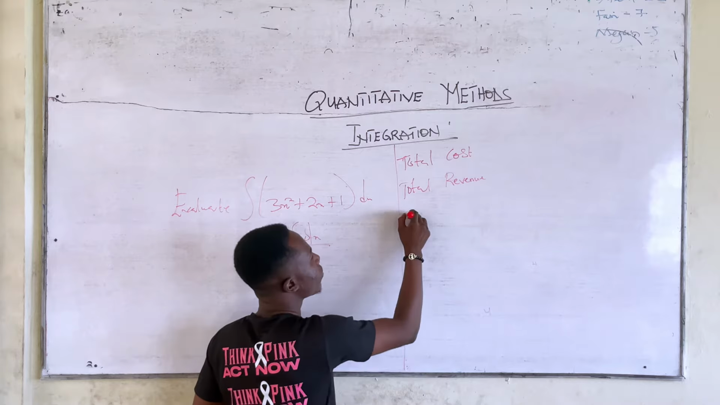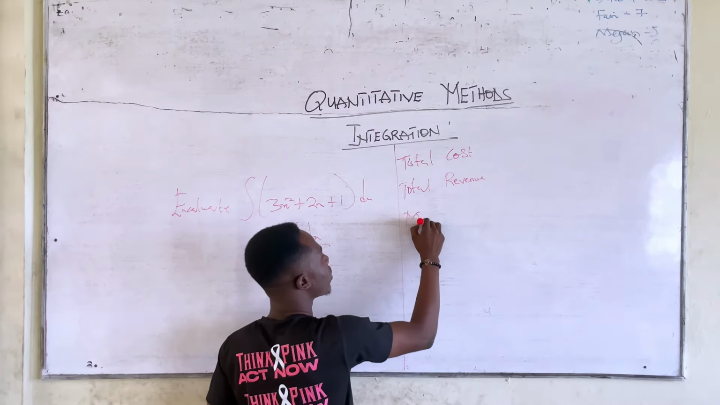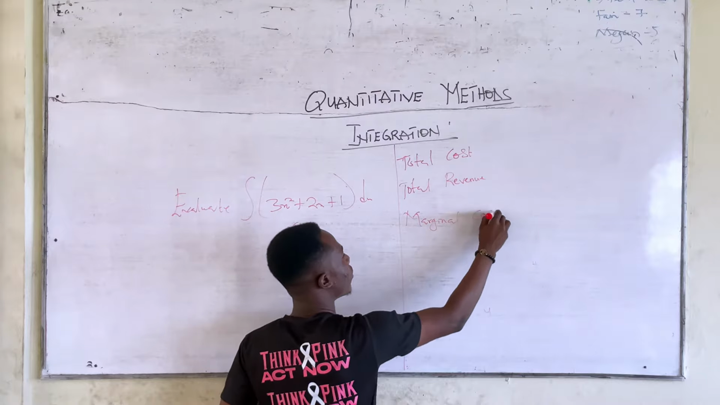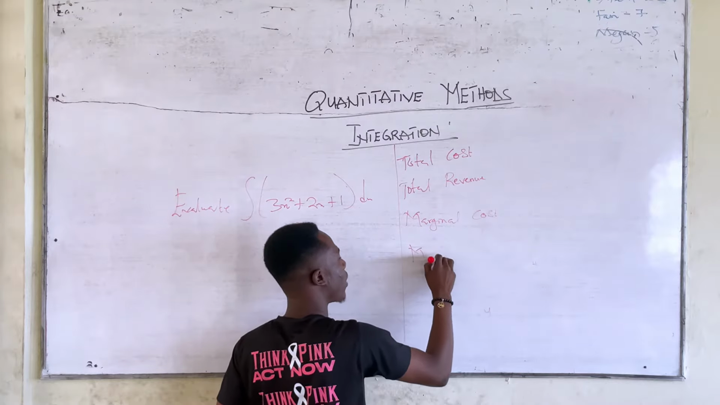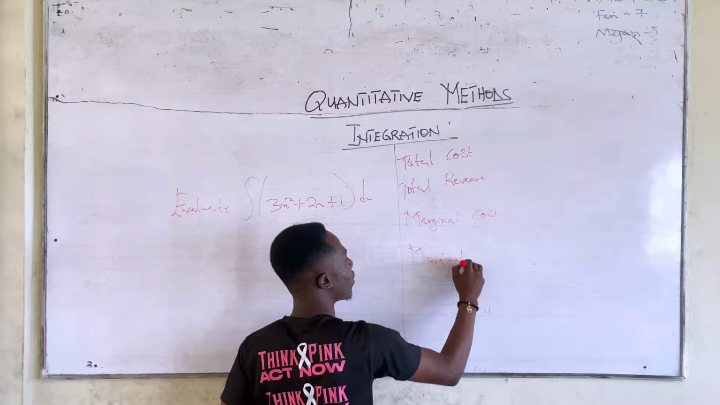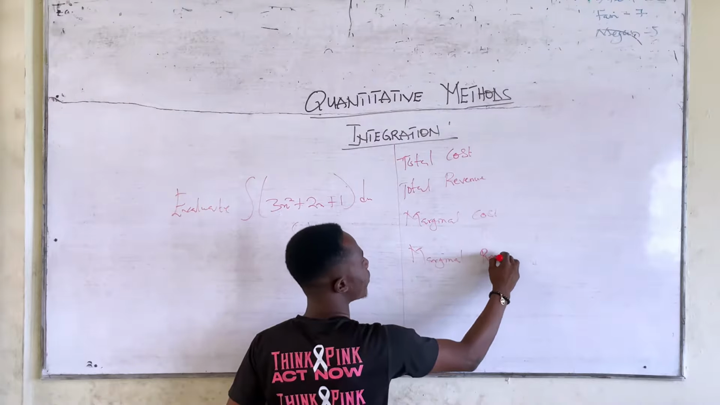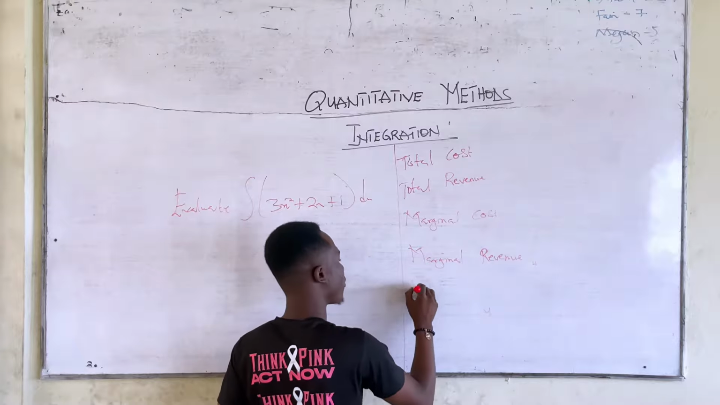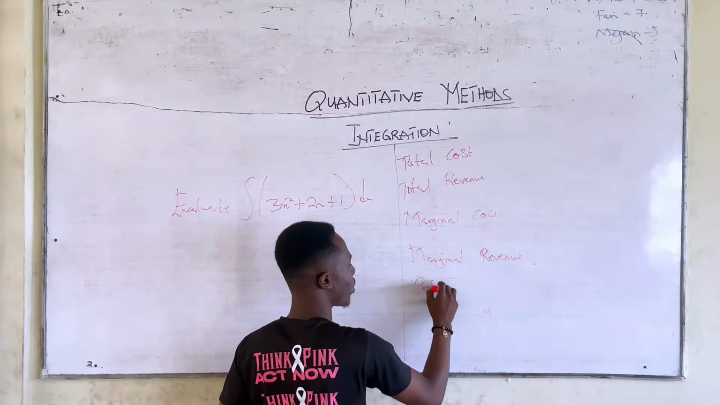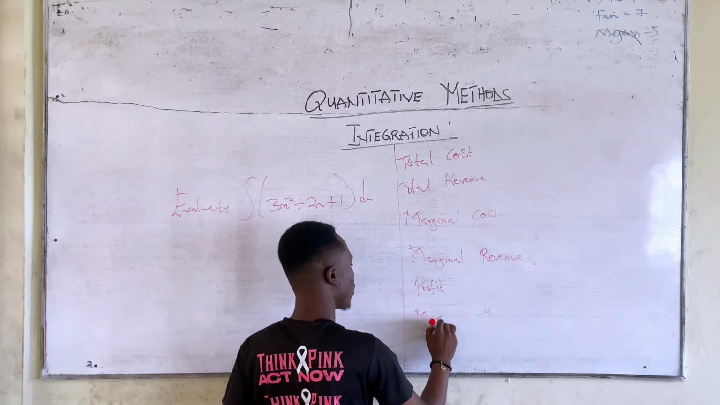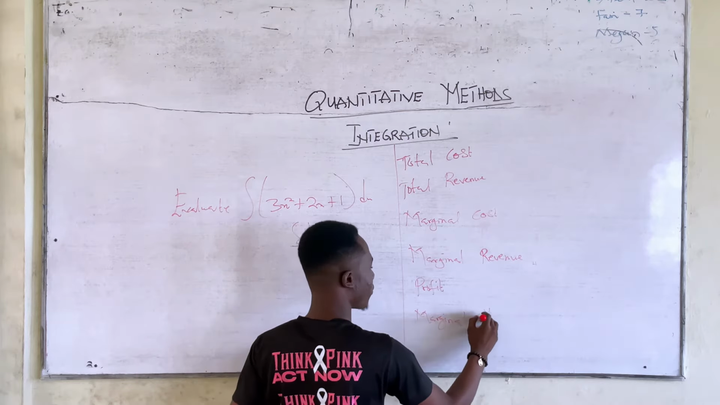We have marginal cost. We have marginal revenue and our profits. We have profits, that is total profits. Then we have marginal profits.